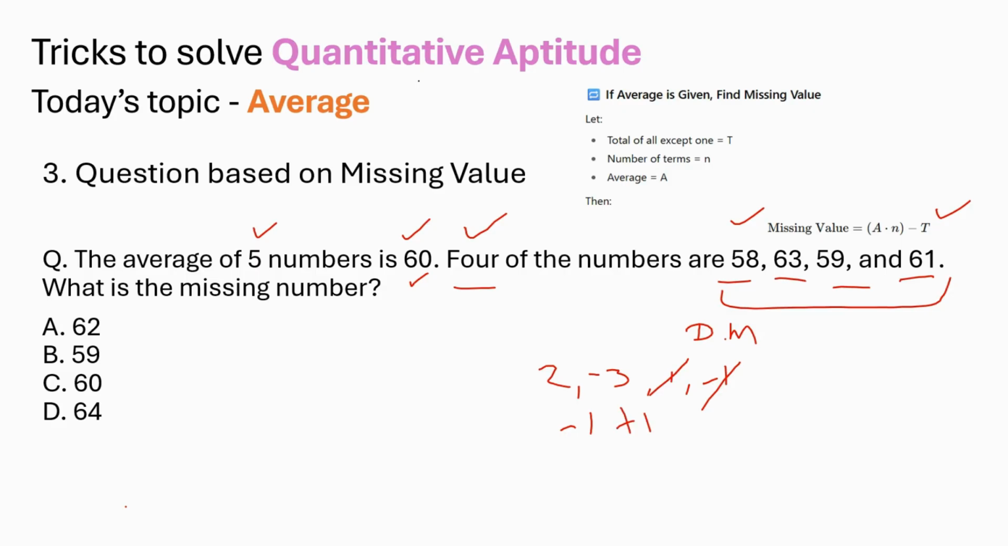So let's see which number can give you the plus 1. 60 minus 62 is minus 2. 60 minus 59 is plus 1. So the answer is 59. So the average of these 5 numbers is 60, and the missing number is 59. So we need to think about which method to apply on which question, and that only comes through practice. So try to remember these formulas, but choose only the approach which works faster for you.